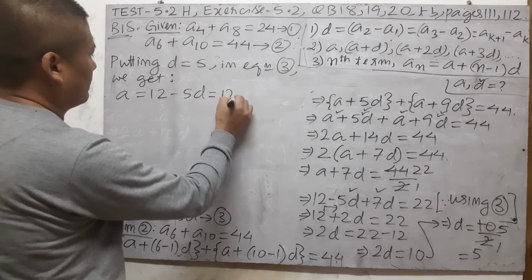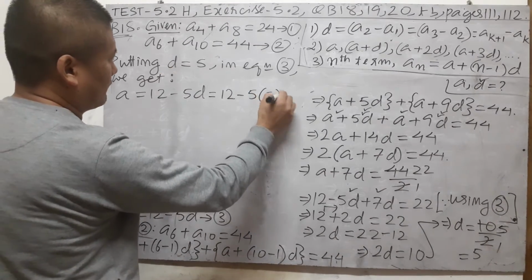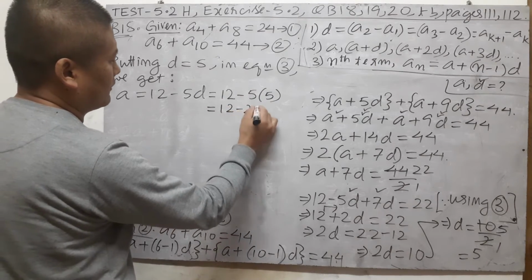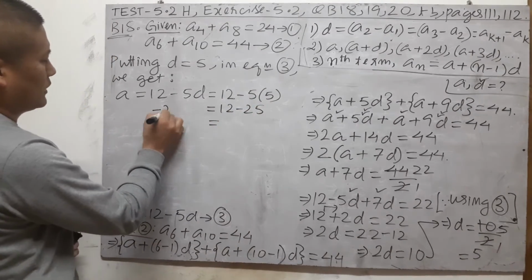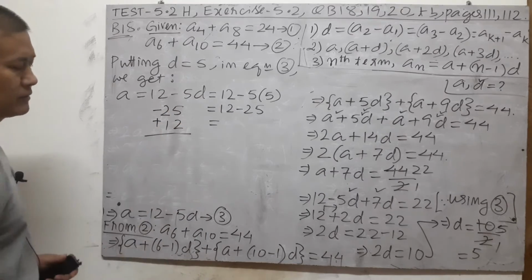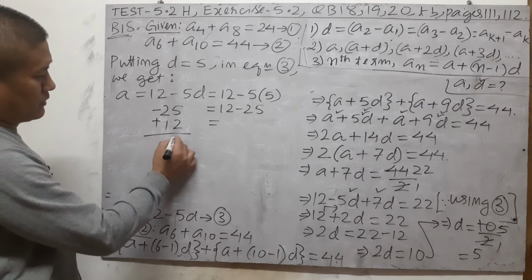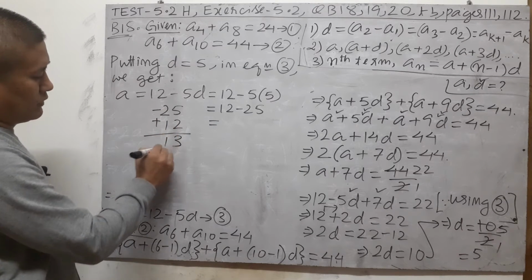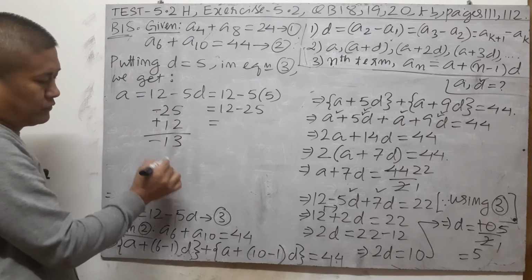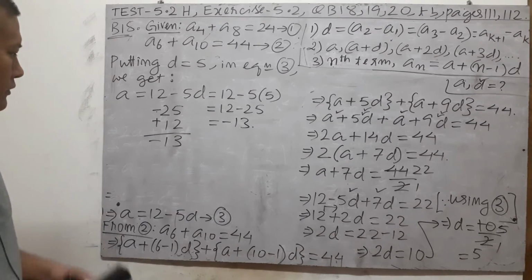a equal to 12 minus 5 into d value, put as 5 here, in place of d 5, which is 12 minus 25. Bigger absolute value minus 25, smaller one is plus 12, so minus plus means subtraction. So 5 minus 2 is 3 and 2 minus 1 is 1. Bigger absolute value 25 has minus sign, so we put here minus, so we're going to get here minus 13 as the a value.